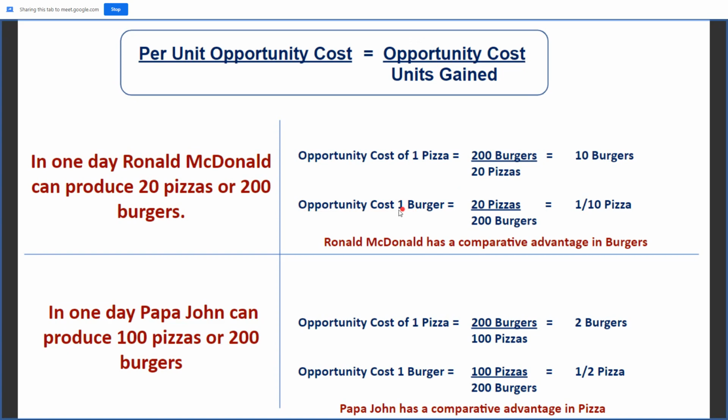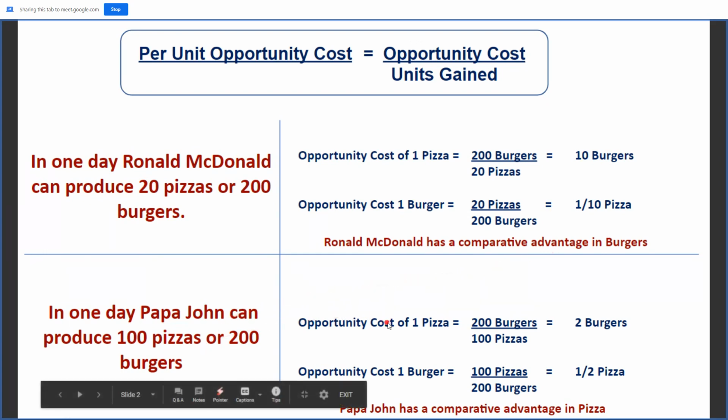Every time you make burgers, so we're making 200 burgers, you're giving up 20 pizzas. So we throw the opportunity cost over our units gained. In this case, every time Ronald McDonald makes a burger, he gives up 1/10 of a pizza. And you can always check your answers to make sure you're on the right track: they'll be reciprocals of one another. Now, so far we're good. We've got the per unit opportunity cost of Ronald McDonald, but we can't compare against each other until we solve it out for Papa John as well.